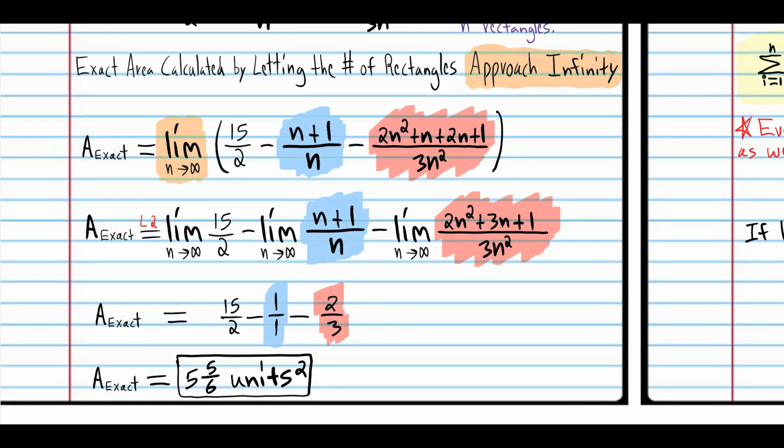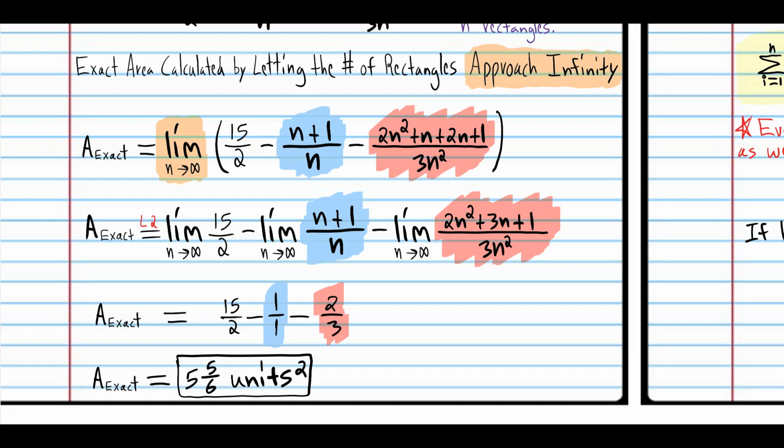But you don't have to do that. What you can do is just look at this expression here and say, okay, what happens to 15 over 2 as n gets really big? The answer is nothing. You can make n get as big as you want. It's not going to change 15 over 2. That's just going to remain 15 over 2, right? Okay, and what happens to this expression?